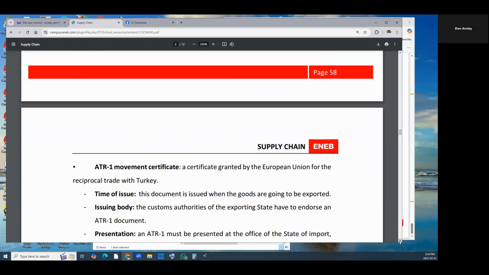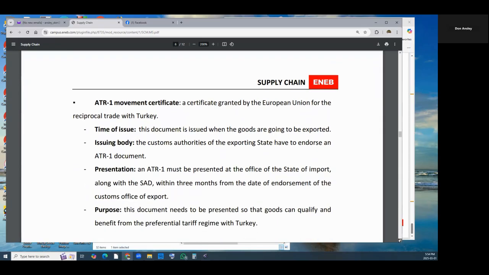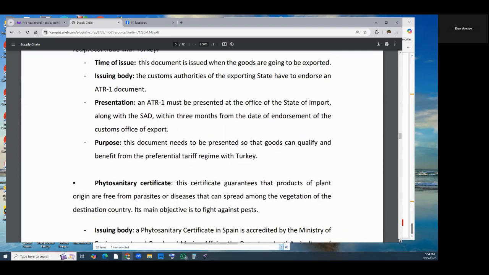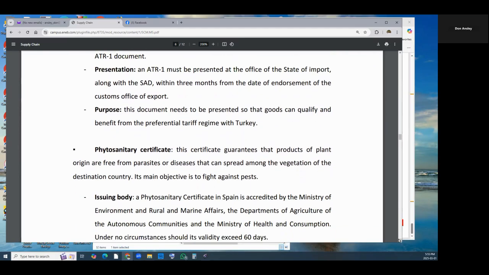ATR-1 movement certificate, a certificate granted by the European Common Market Union, for the reciprocal trade with Turkey. Time of issue. This document is issued when the goods are going to be exported. Issuing body, the customs authority of the exporting state has to issue an ATR-1 document. And presentation, the ATR-1 must be presented at the Office of the State of Import, along with the SAD, within 3 months from the date of endorsement of the Customs Office of Export. Purpose, this document needs to be presented so that the goods can qualify and benefit from the preferential tariff regime with Turkey.